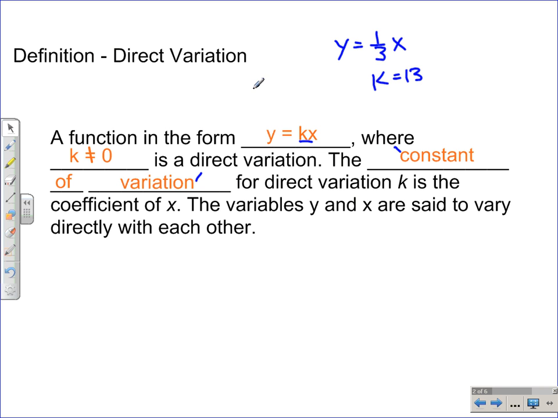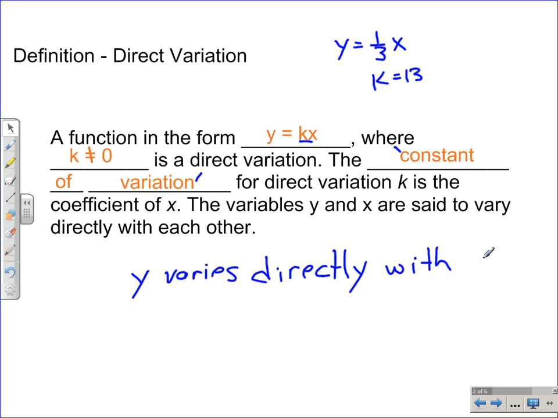So there's a little bit about direct variation. It has to look something like this equation here, or y is equal to kx. This last sentence is pretty important to understand. The variables y and x are said to vary directly with each other. Sometimes you're going to see that expressed as y varies directly with x. That's just another way of saying that y and x vary directly with each other. Another way to say it is y varies directly with x.